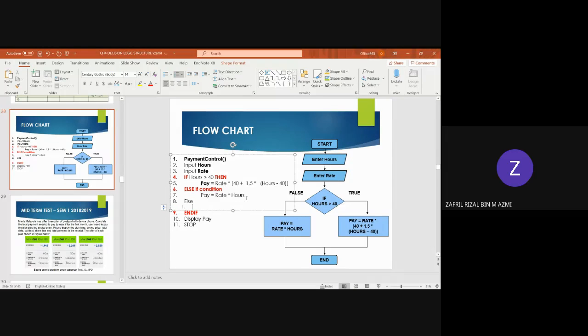And what is the calculation for the else? Blah blah blah. So if this is your decision, meaning how many symbols do you need to use? Something like this. If this is a condition, for example something like that. So how many decision symbols should I put? 2. Two, kan. So hopefully everyone gets it lah.